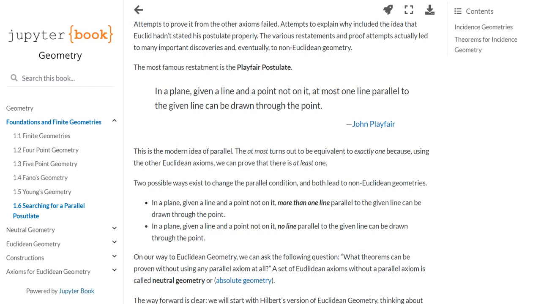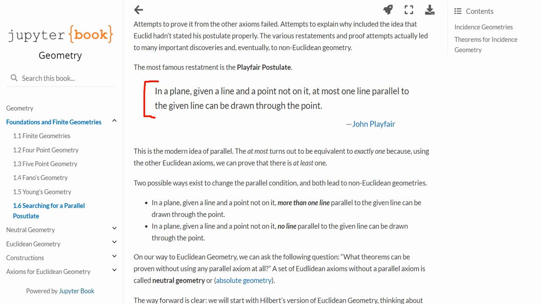Just to cover quickly what happened, John Playfair finally came through and restated Euclid's fifth postulate in a way that mathematicians in the 1700s and 1800s could actually deal with. So this is more the typical statement of Euclid's fifth postulate, or the Euclidean parallel postulate: in a plane, given a line and a point not on it, at most one line parallel to the given line can be drawn through the point.